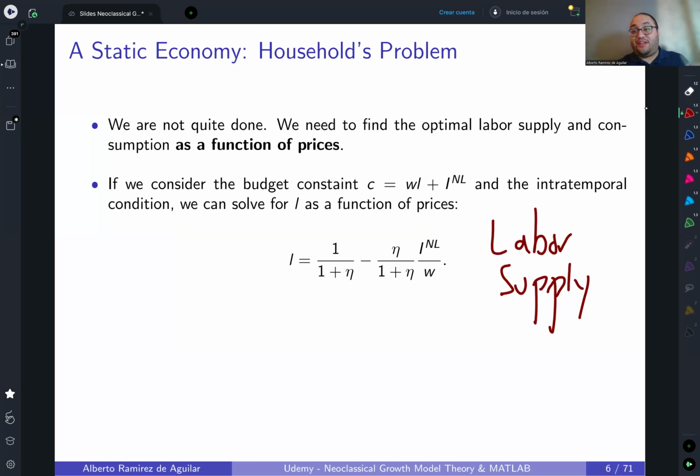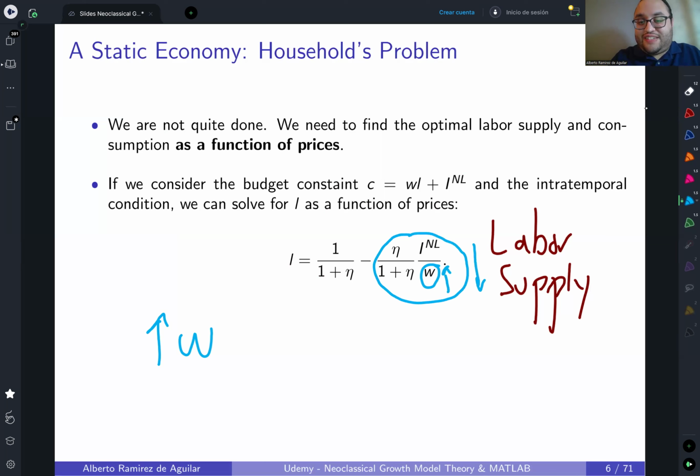And I want you to notice two things about this labor supply. The first thing is that if the wages go up, then this term will go up, which means that this term will decrease. But because there's a negative sign here, that means that all of this term will increase, which means that if the wage goes up, the labor supply is going to go up.